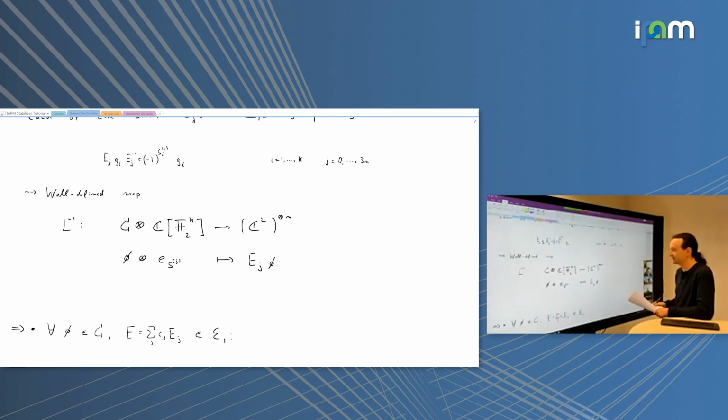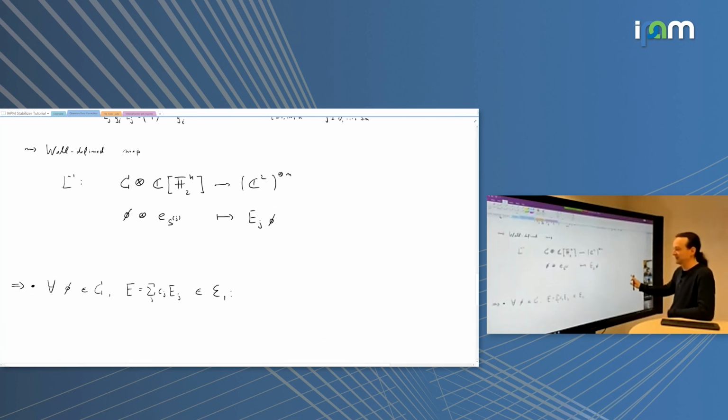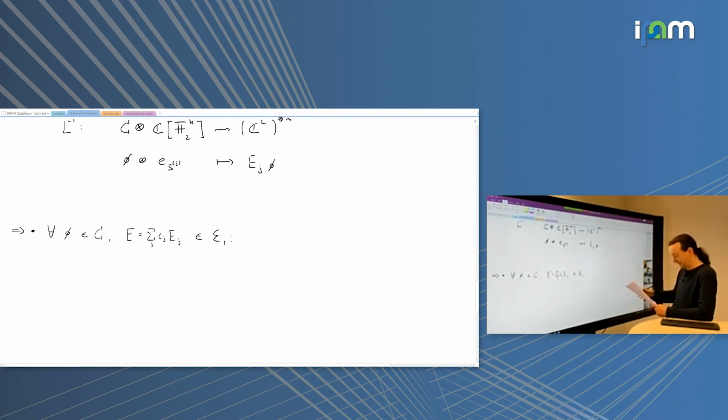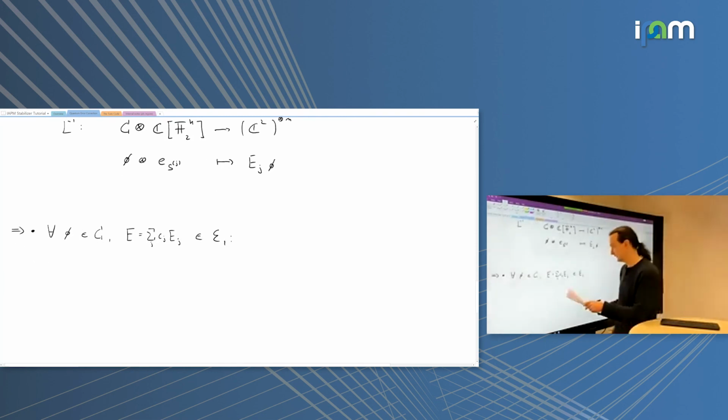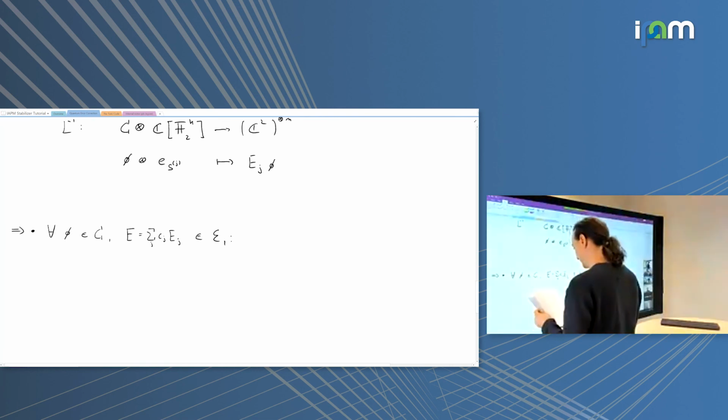And I said before that this quantum error correction condition is not difficult, but maybe a bit counterintuitive. So let's look at an easier one. I haven't actually written it out.